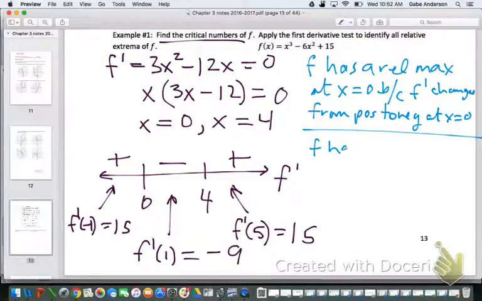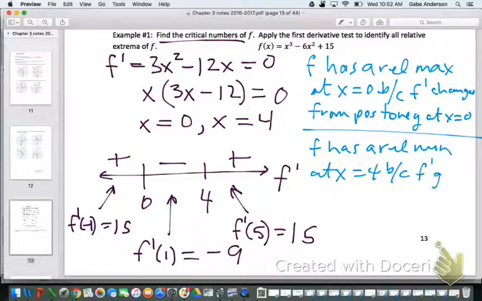F has a relative minimum at x equals 4 because f prime goes from negative to positive at x equals 4. Okay, it goes from positive. You say positive to negative or negative to positive? Negative to positive. Okay, so negative to positive at x equals 4.